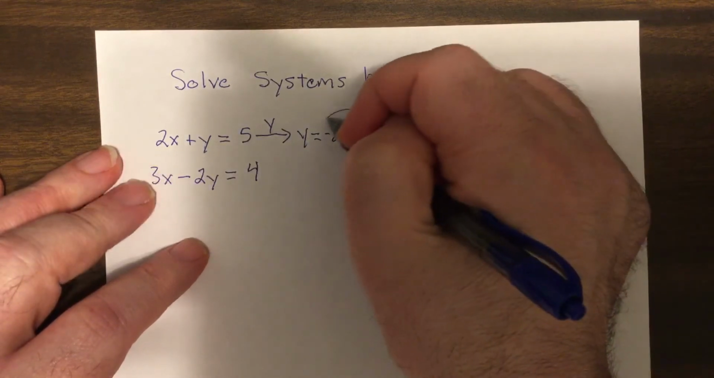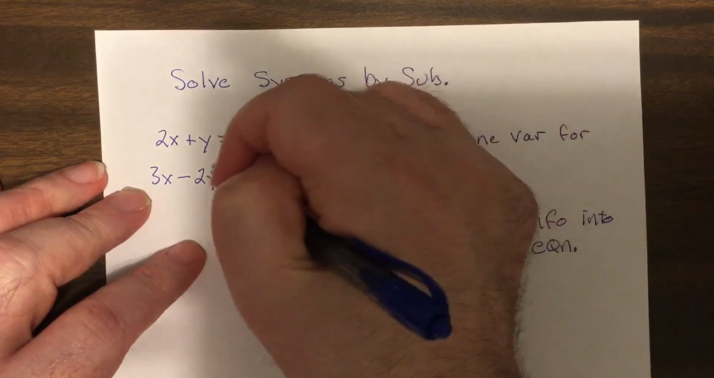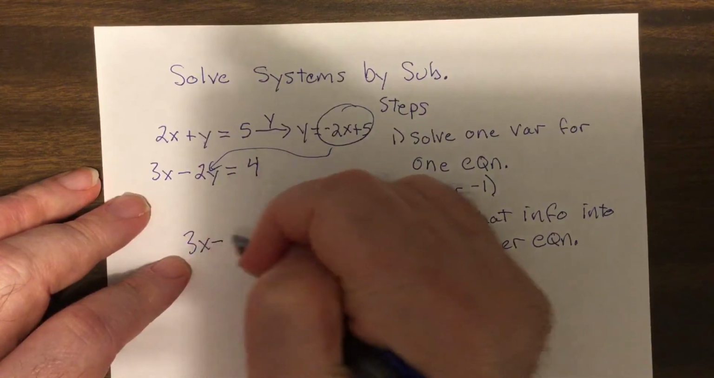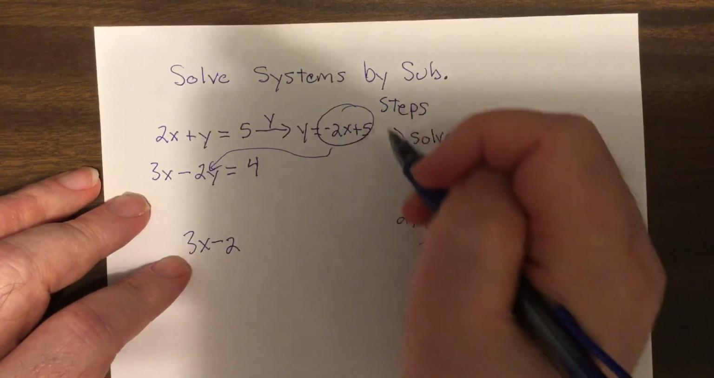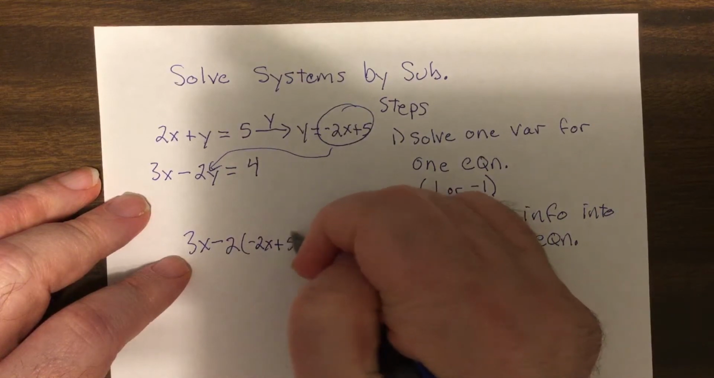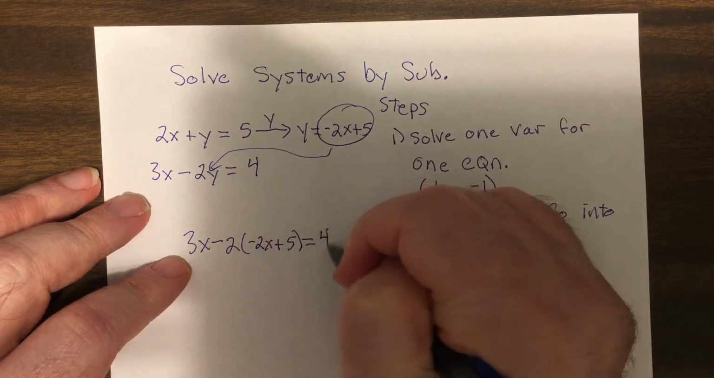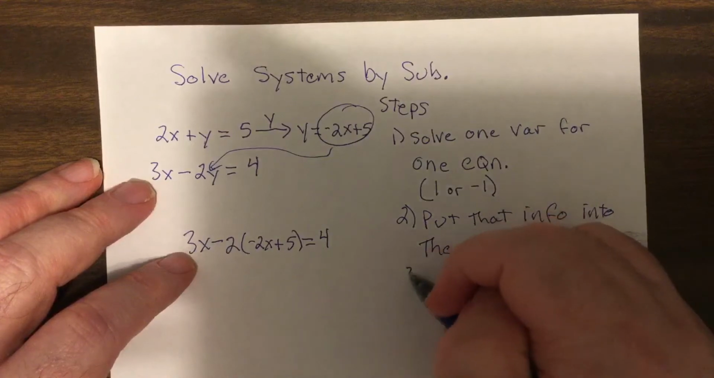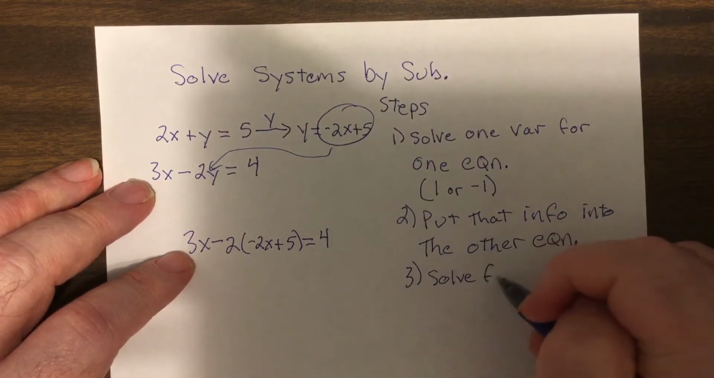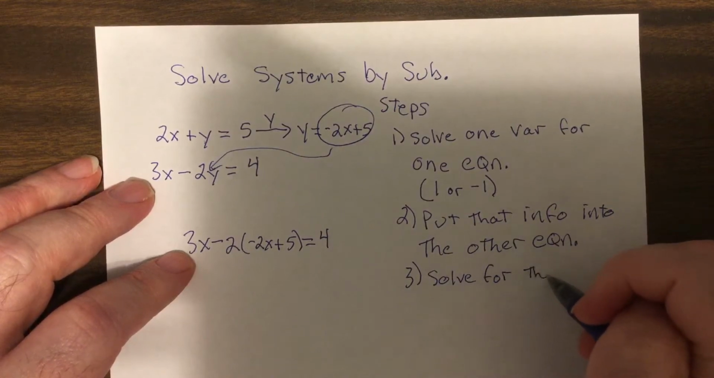Okay, so I'm going to take this for y and plug it in. So I'd have 3x minus 2 times the quantity, oops, switch the information, minus 2x plus 5 equals 4. So now we're going to solve for the remaining variable.